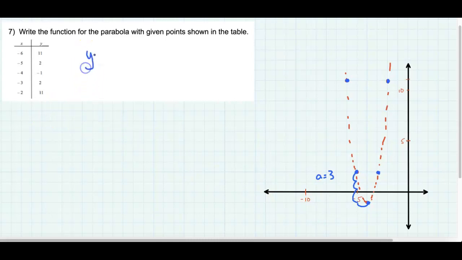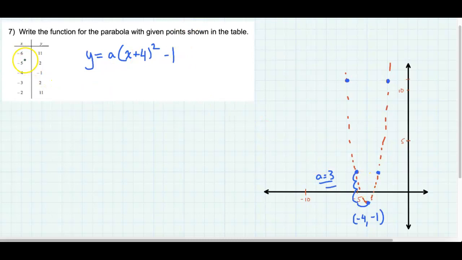So y is equal to A times, now we know the vertex here is at -4, -1. So we're going to say x plus 4 squared minus 1, right? Now, in order to find the A value, I could substitute one of these points in, even though I kind of figured it out by using this pattern here. But just to see the other method, let's do that.